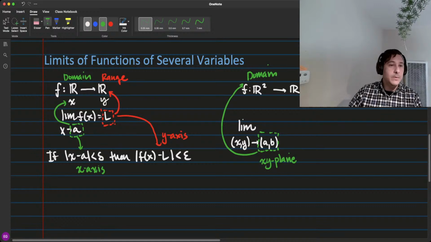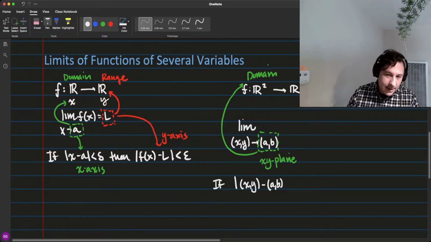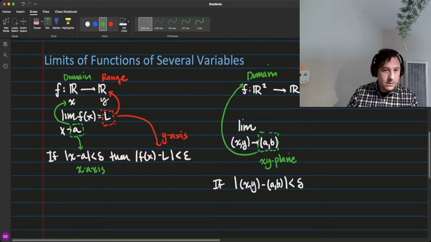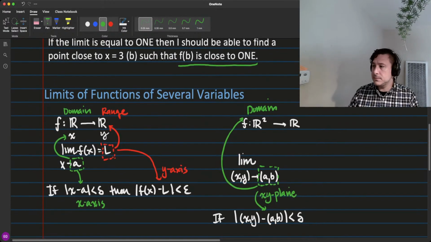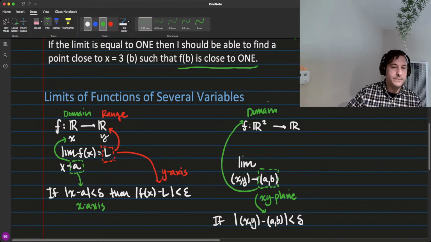Which means that when we reformulate this limit statement, we're going to say if the distance between your point x comma y and your point a comma b is less than delta. Okay.